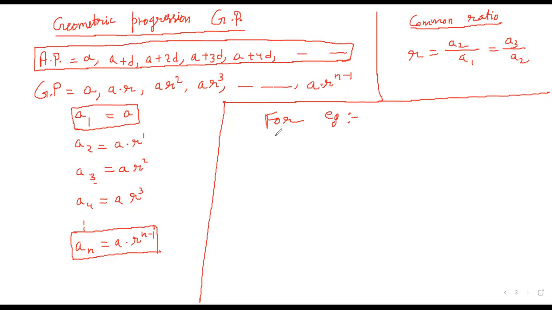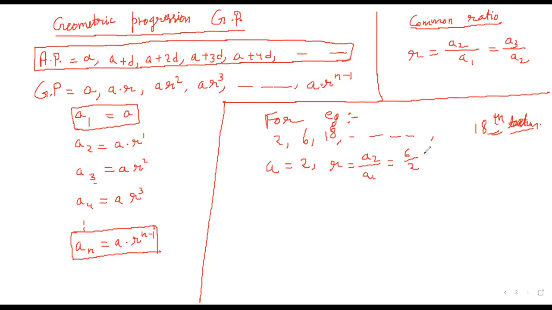For example, if it is given that 2, 6, 18, and so on up to the 18th term, find the last term, means we have to find the 18th term. So how to find that 18th term? For this, we write A equals 2, R equals A2 by A1. 2 3s are 6, 6 3s are 18. A2 by A1, otherwise it will not be a GP. 6 by 2 is 3. Now again, if we find R to check whether it's a GP or not, 18 by 6, we write 6 3s are 18. So yes, it's a GP.